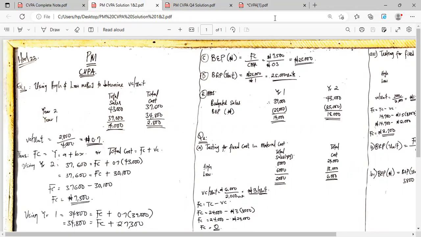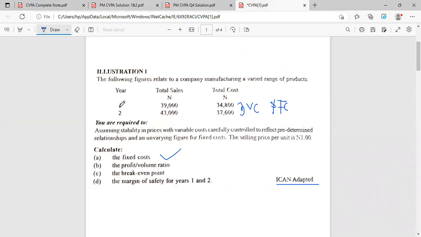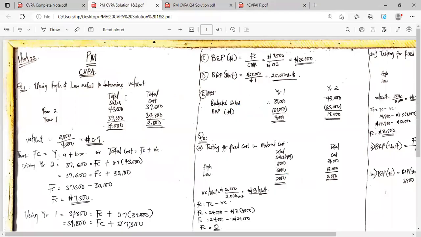Now, what did I do? We have 2 years. Under high and low method, for the total sales given to you and the total cost given to you, pick the highest and pick the lowest. Subtract the lowest from the highest. For total sales, what is the highest? 43,000. What is the lowest? 39,000. I did my minus and I got 4,000. That is just high and low method.